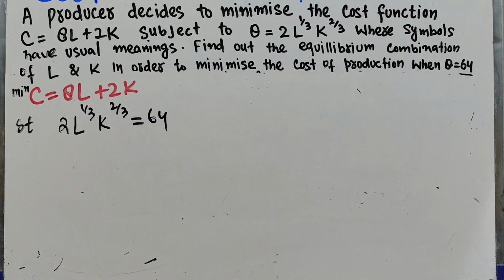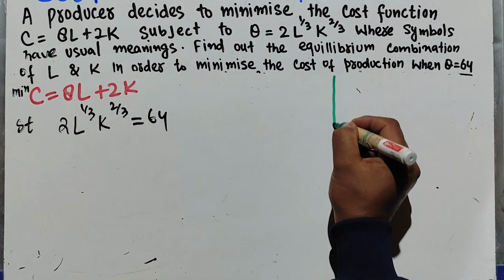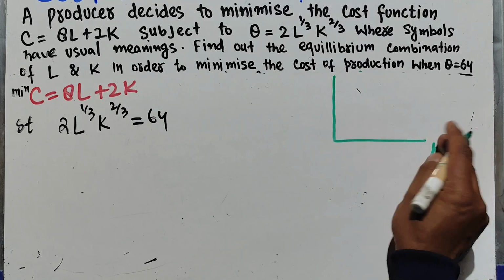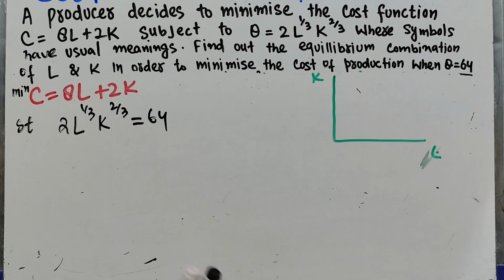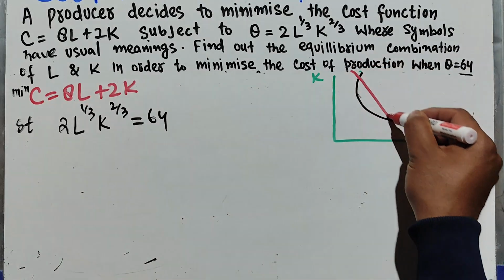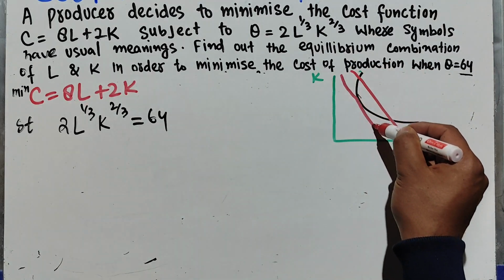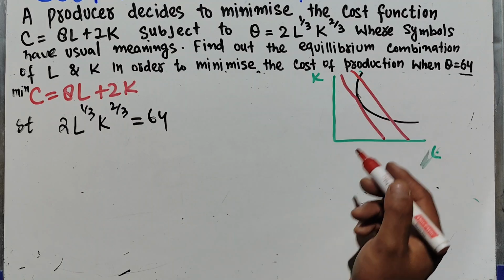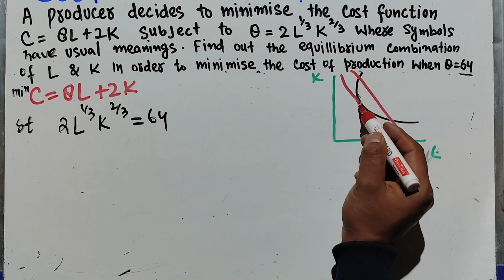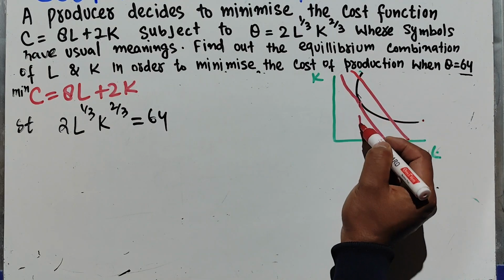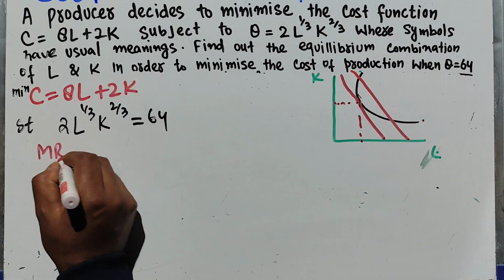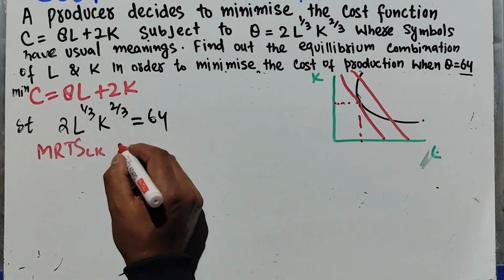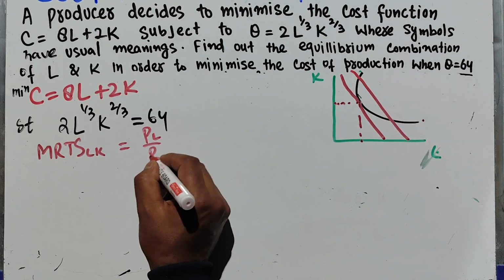If I draw the graph here, we have units of labor on the horizontal axis and units of capital on the vertical axis. With the given production constraint, which is our isoquant here, we want to minimize the cost. So we can have this kind of isocost line and also this kind of isocost line. Now equilibrium occurs where the slope of the isoquant is tangent to the slope of the isocost line, and at equilibrium the marginal rate of technical substitution between labor and capital should be equal to the input price ratio, that is price of labor upon price of capital.